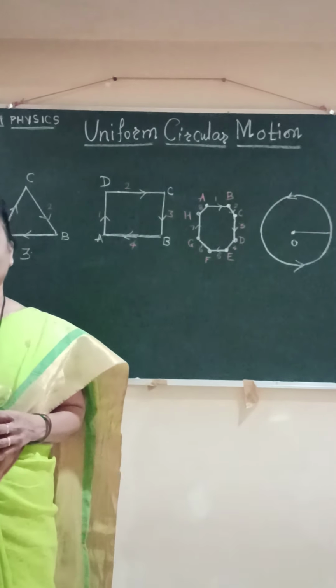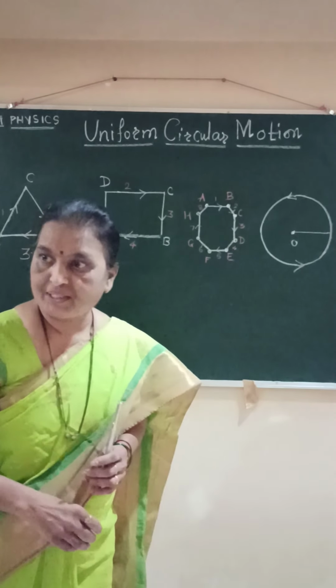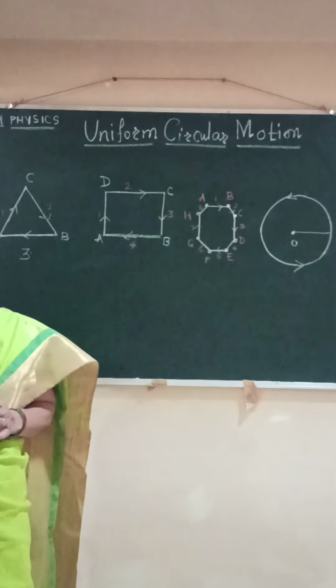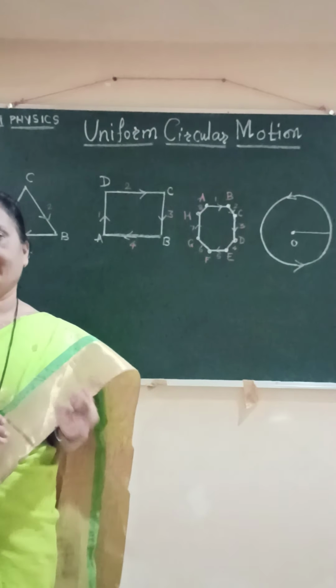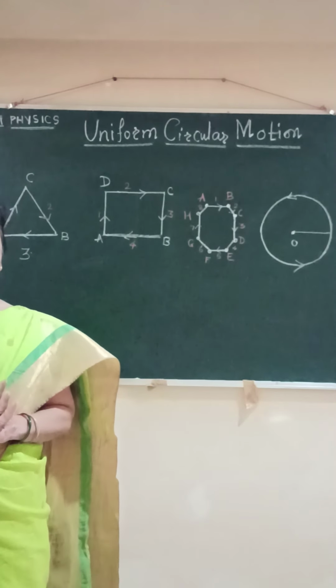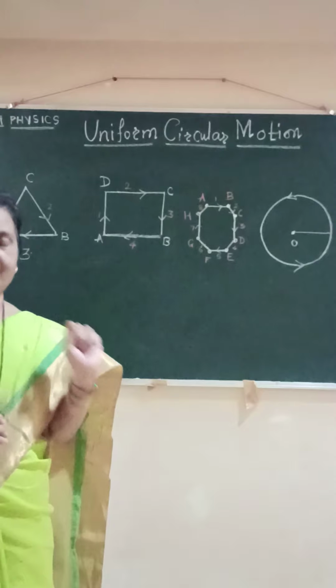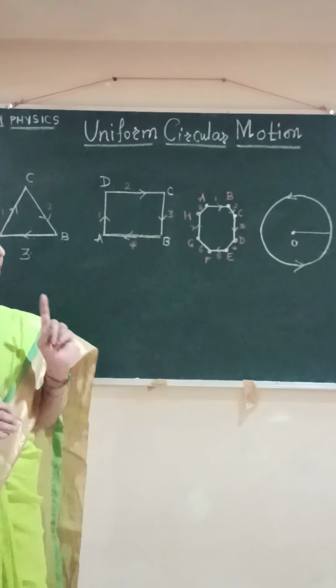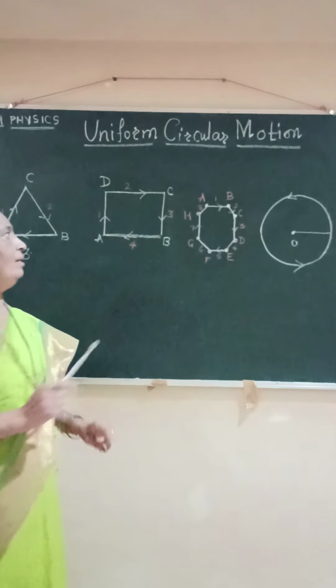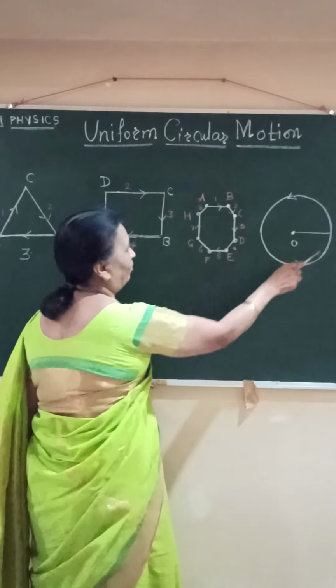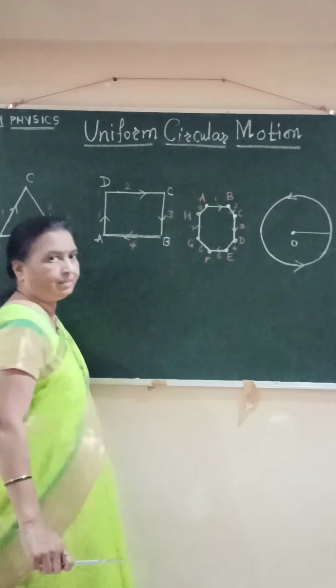So circular motion: you know, when the object is moving along a straight line path, we say it is in rectilinear motion. When the object moves along a circular path, we say it is circular motion.